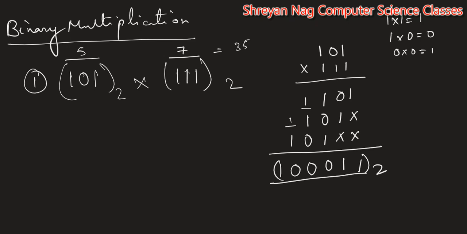So if you want to check whether your answer is correct or not, you can just do the conversion using the 8421 rule. So this is 1, 2, 4, 8, then 8 times 2 is 16, and 16 times 2 is 32. So 32 plus 2 is 34, 34 plus 1 is 35. So our answer is correct.